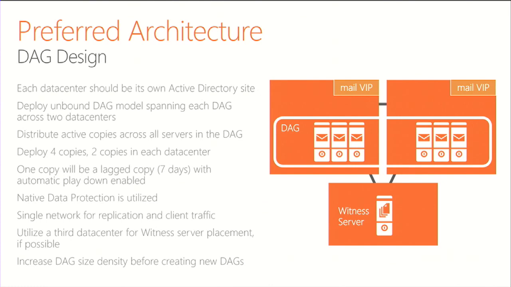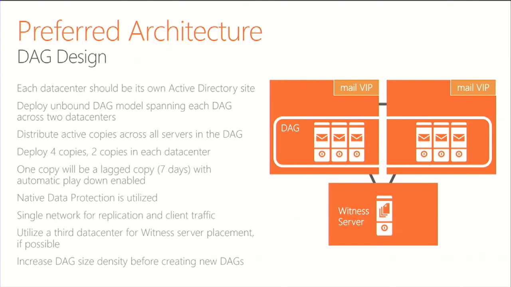And last but not least, increasing DAG size density before creating new DAGs. If you ask me, Ross, I want to deploy 2 4-member DAGs, or should I deploy 1 8-member DAG? I'm going to tell you hands down, deploy the 1 8-member DAG. Why? Because it's more resilient from a quorum perspective. You get better resiliency with a larger DAG. So increase the density of the DAG before you start breaking out smaller DAGs.